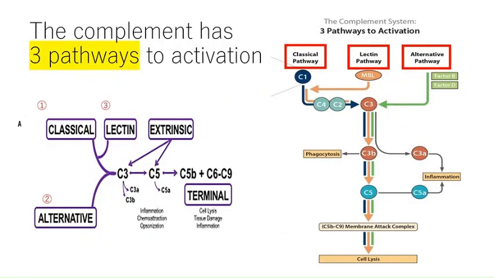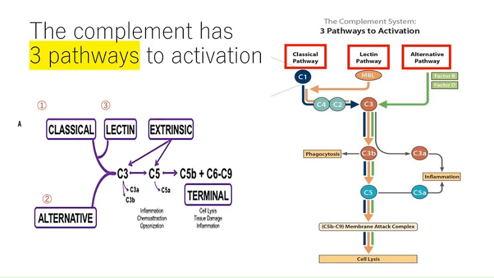The complement has three pathways to activation. First, classical pathway. When the antigen binds to the antibody, it is bound by complement C1. Then, C1 is activated. Next, C4, C2, and C3 are activated in order.